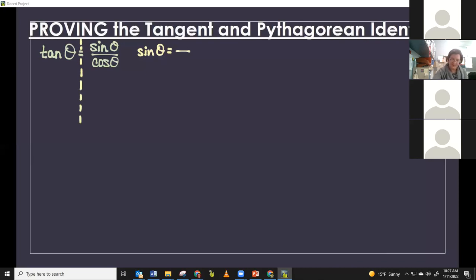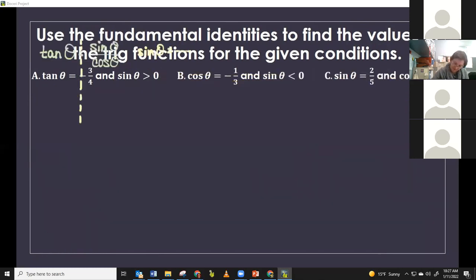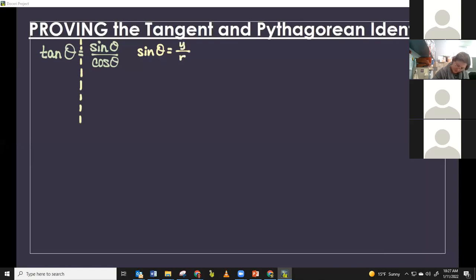Skip back a screen. In terms of X, Y, and R, sine theta is what? Y over R, yes. And cosine theta is what? X over R. So I can rewrite sine theta as Y over R, and I can rewrite cosine theta as X over R.